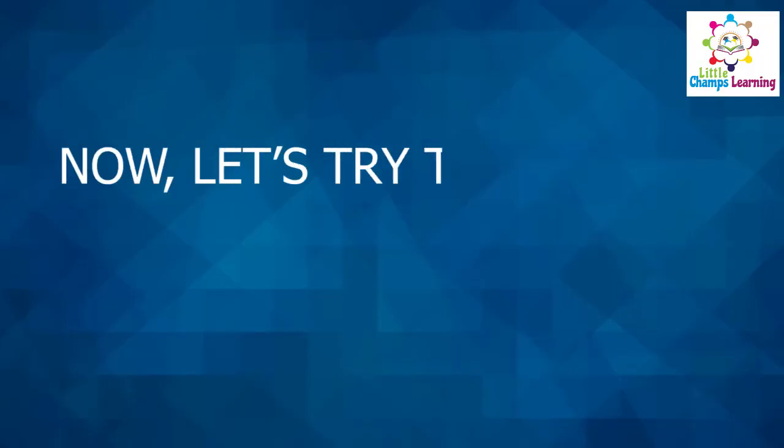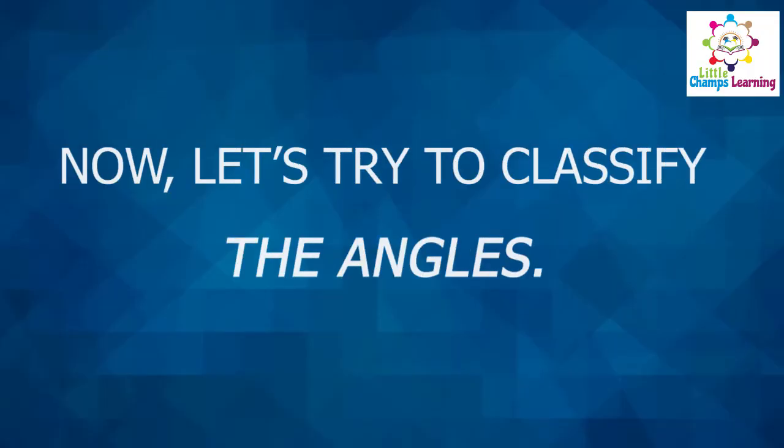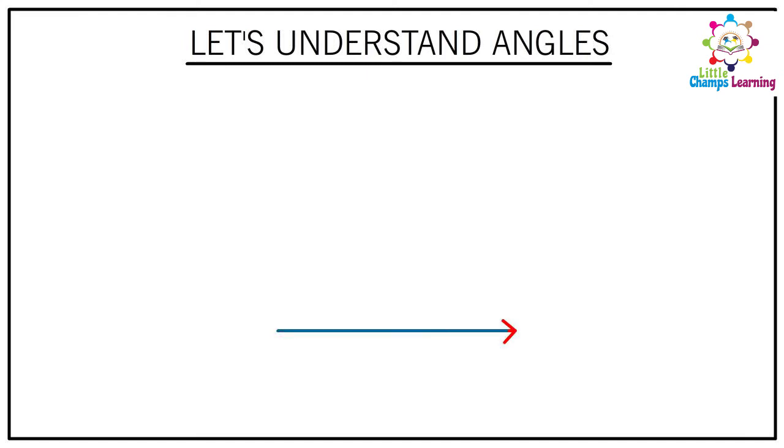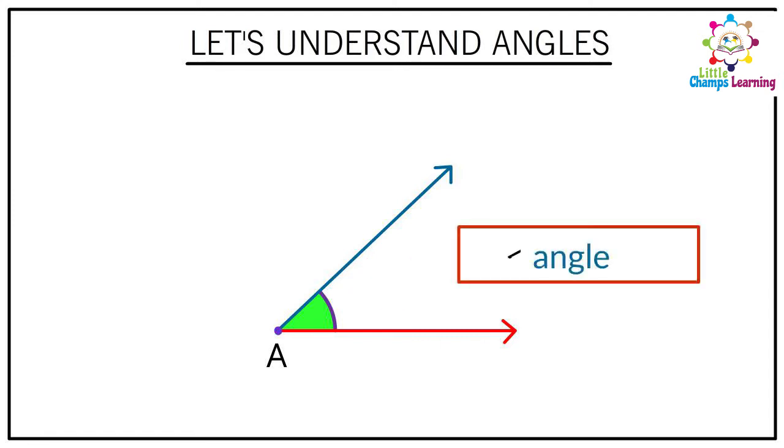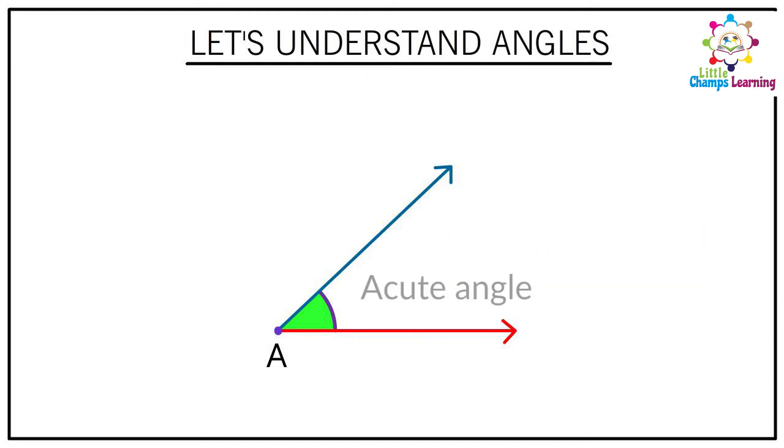Now, let's try to classify the angles. Let's take these two rays. We will keep the red ray fixed and turn the blue one. As we turn the blue ray about this common point called vertex, you will notice an angle being formed here. We will draw an arc to represent it like this. The angle is greater than 0 but less than 90, and it is known as an acute angle. As we keep rotating, the size of the angle increases.